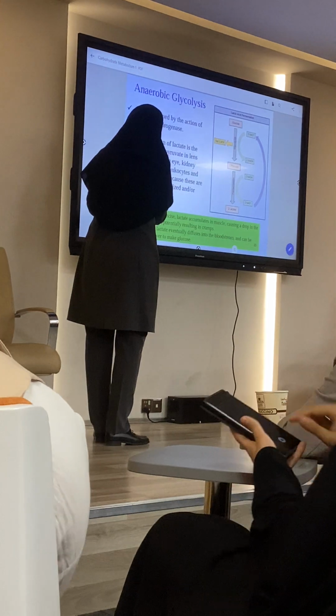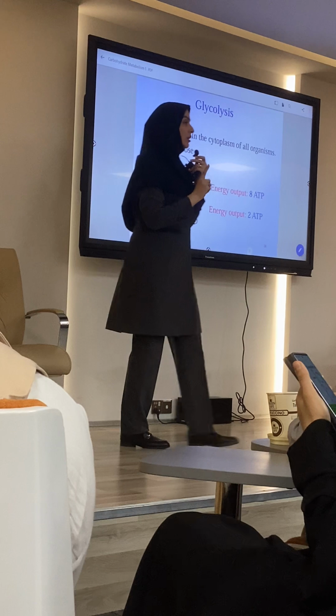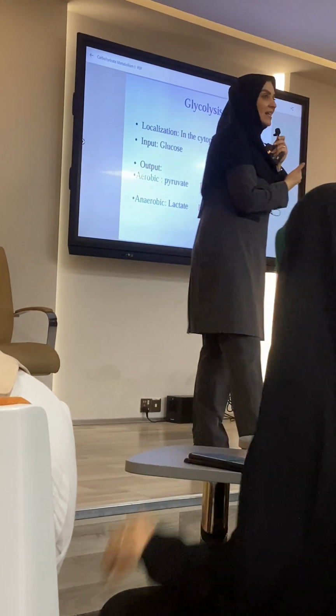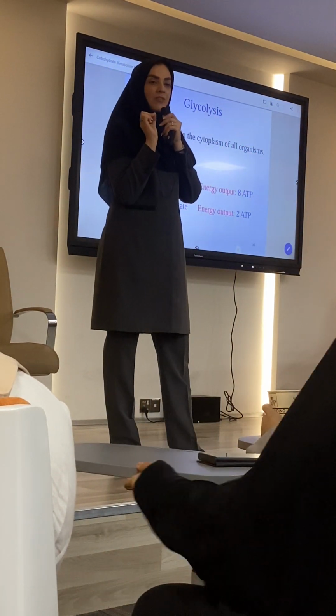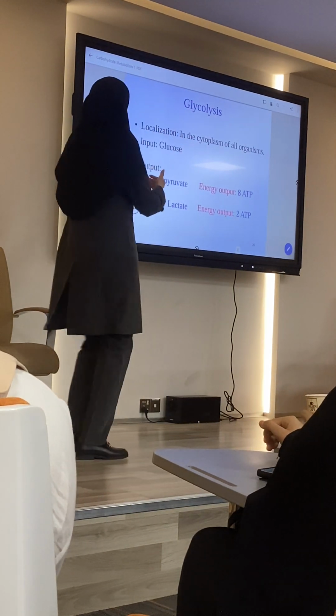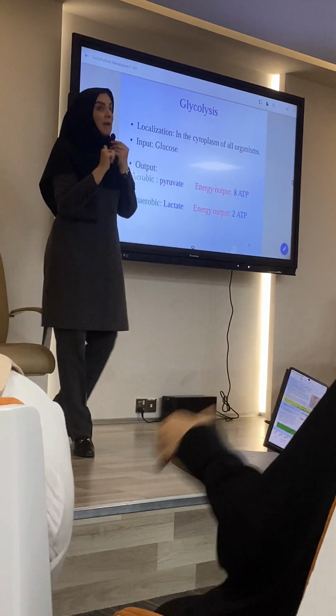As a review, it is actually lactic. About the localization, the localization also is important. You should know where each metabolic pathway takes place, cytoplasm or mitochondria, in each cell. So, if I ask you, what is the localization of glycolysis? Is it inside the mitochondria or cytosol? Cytosol. What about the Krebs cycle? Mitochondria. What is the input? Glucose. What about the output?